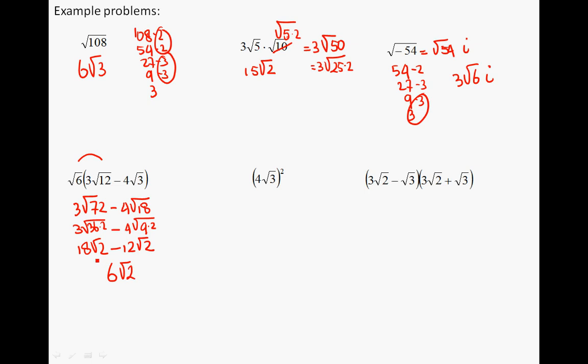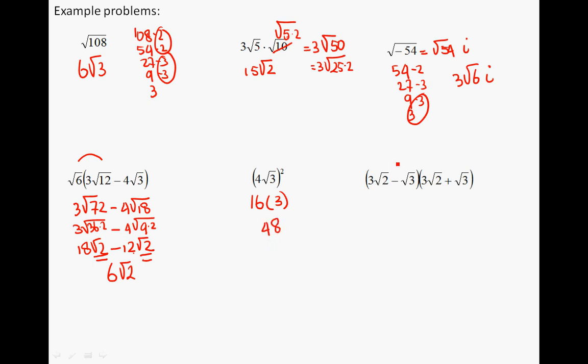Because these square roots are identical, you can subtract the coefficients here. It's like doing 18x minus 12x. Well, how about here? When you square this expression, don't forget that you're going to have to square the 4 too. So this is 16, and the square root of 3 squared will just give you 3. So that would be 48.